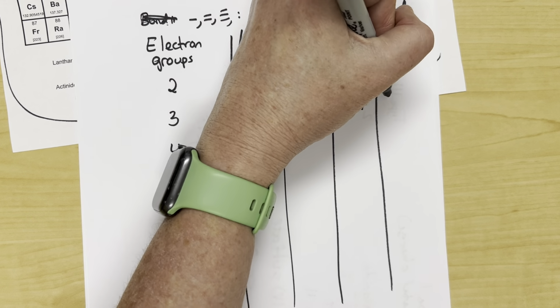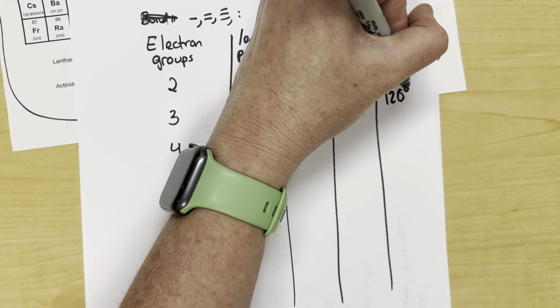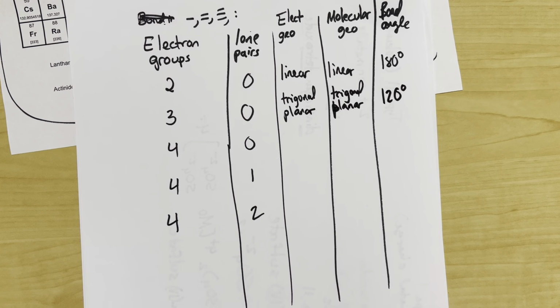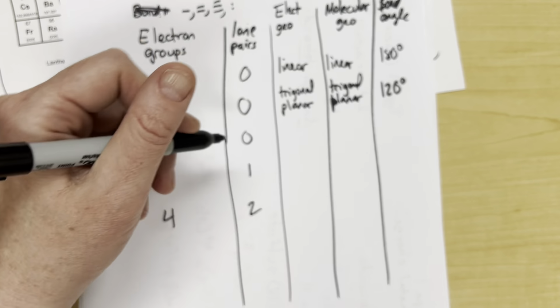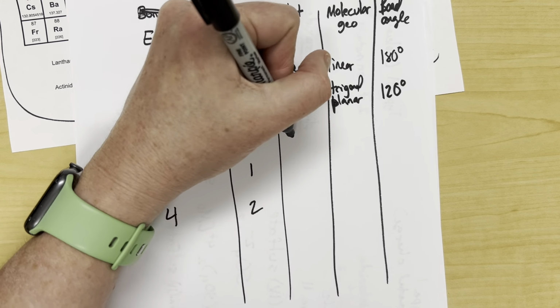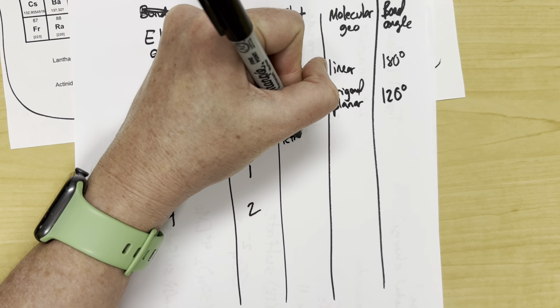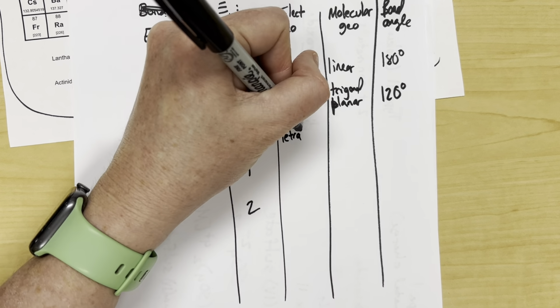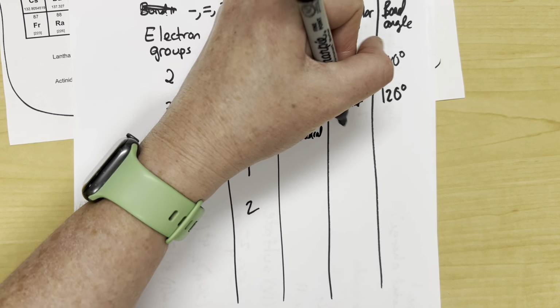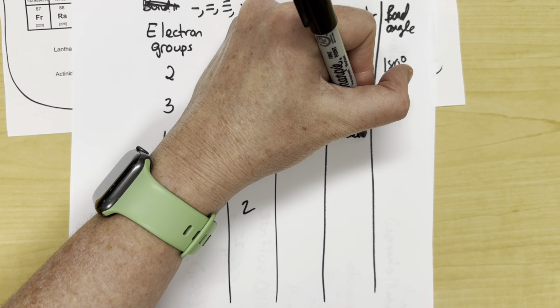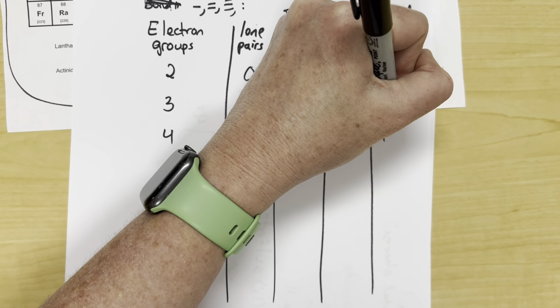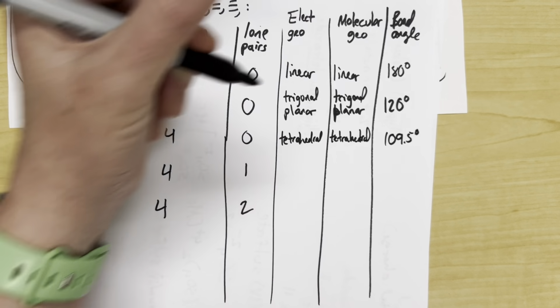We said its bond angle is 120 degrees. In other words, 360 divided into 3s. Then we had 4 and 0. When it was 4 and 0, 4 electron groups, we called this tetrahedral. We also called this tetrahedral because it had 0 lone pairs. The bond angle here was 109.5 degrees.